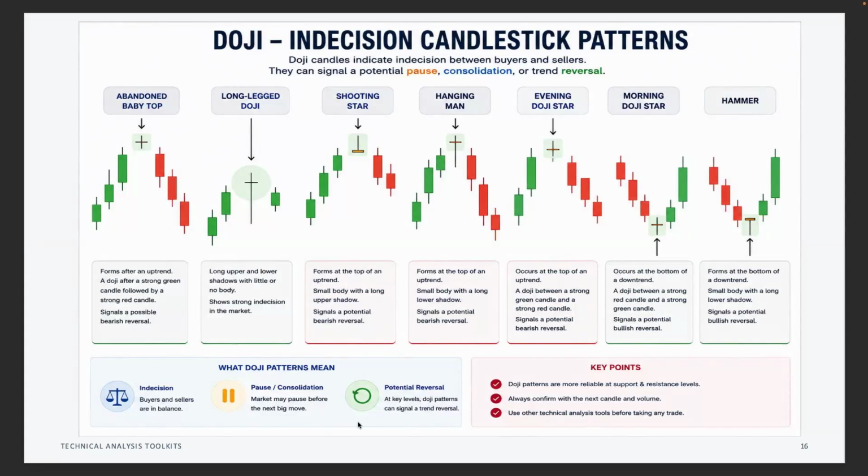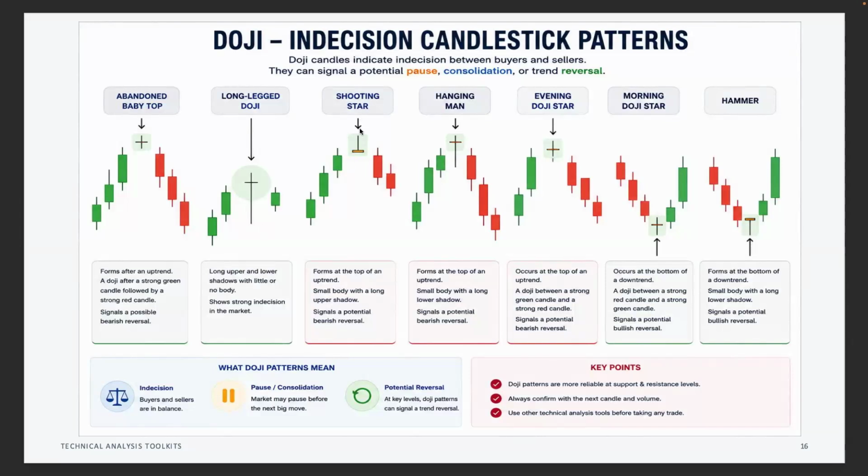And we have different kinds of doji. We have the abandoned baby top. You see the way it looks, just like a plus sign. We have the long-leg doji. This one has a very long leg, but the top looks more like an abandoned baby. It has a very tall leg, which tells me that possibly the buyers want to push the price up, but there is more pressure that is trying to test a lower price.